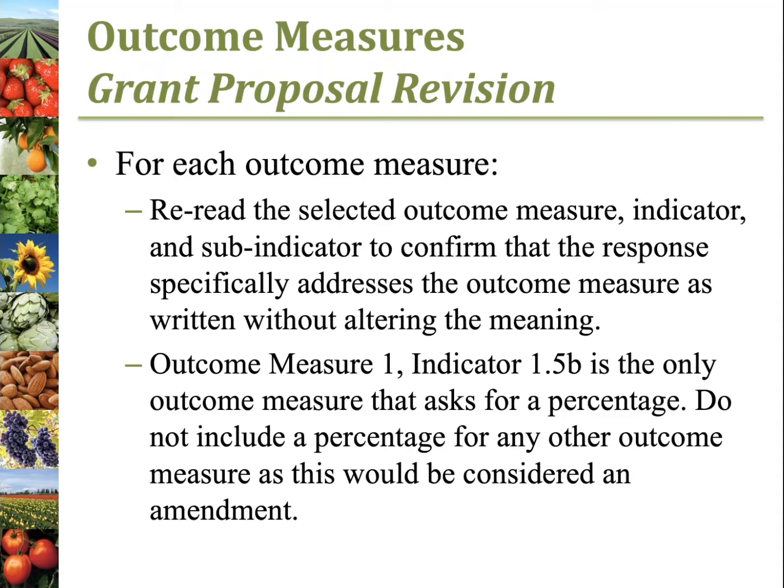For each outcome measure, we recommend that you reread the selected outcome, indicator, and sub-indicator to confirm that the response specifically addresses the outcome measure as written without altering the meaning. And note that indicator 1.5b is the only outcome measure that asks for a percentage. Do not include a percentage for any other outcome measure, as this would be considered an amendment.